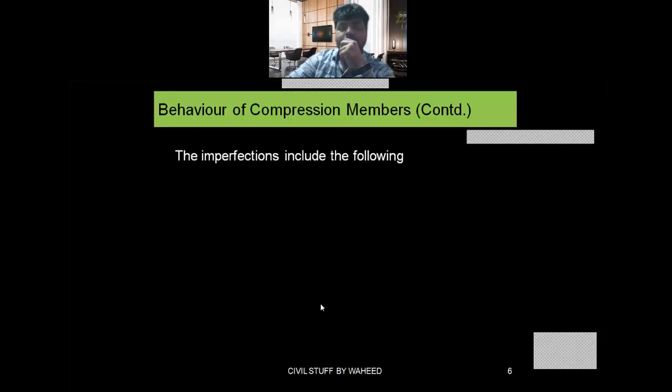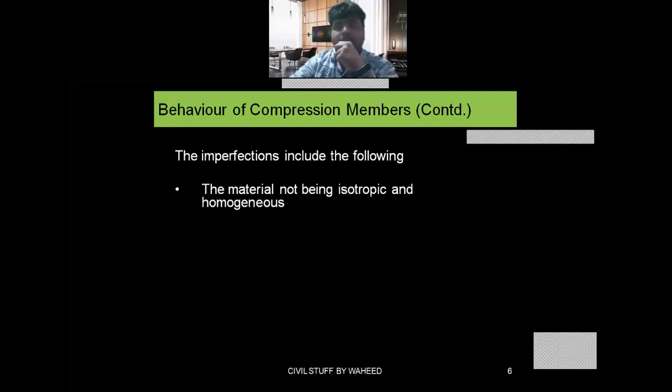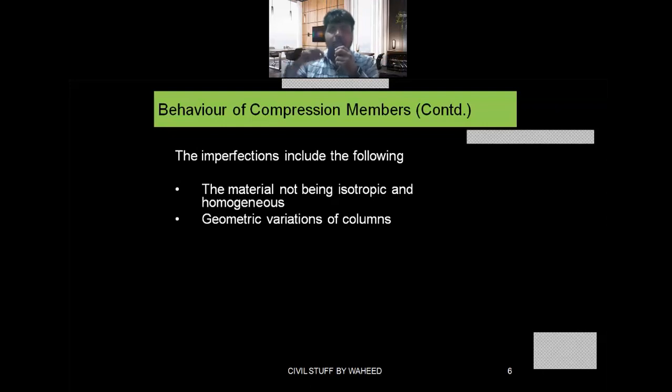Okay. Next, what is included under imperfections? The material not being isotropic and homogeneous. Homogeneous means that throughout the length of the column, the material property may not be the same, and the column may not be made up of the same material throughout the length. Okay. Next, geometric variations of the column.